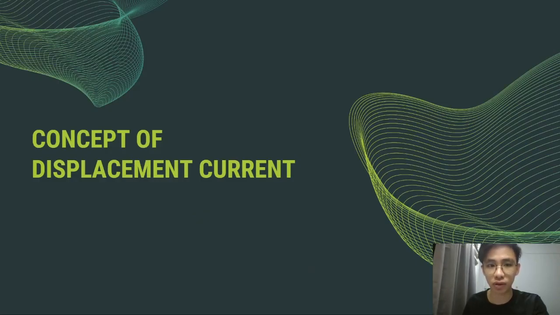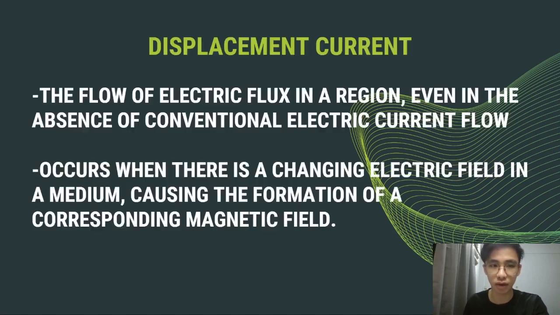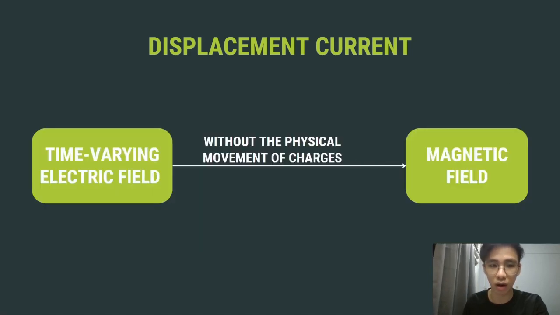First of all, I would like to introduce the concept of displacement current. Displacement current is a concept that describes the flow of electric flux in a region of space, even in the absence of conventional electric current flow or the movement of charge carriers such as electrons. Displacement current occurs when an electric field changes in the medium, resulting in the formation of a corresponding magnetic field. Or in other words, displacement current introduces that a time-varying electric field without the physical movement of electric charges will produce a magnetic field similar to a conventional electric current flow.